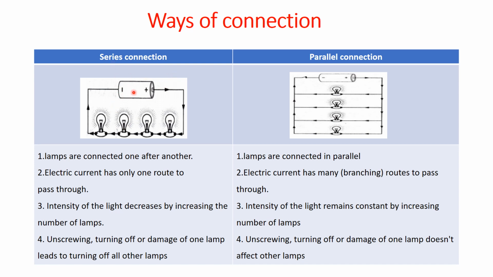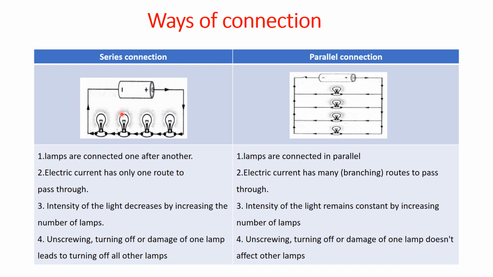Series connection, lamps are connected one after another. So the electric current has only one route to pass through. And the light intensity decreases by increasing the number of lamps. That means when we have two lamps, the light intensity decreases when we add one more lamp to the electric circuit. So in the series connection lamps are connected one after another, and the electric current has only one route to pass through.